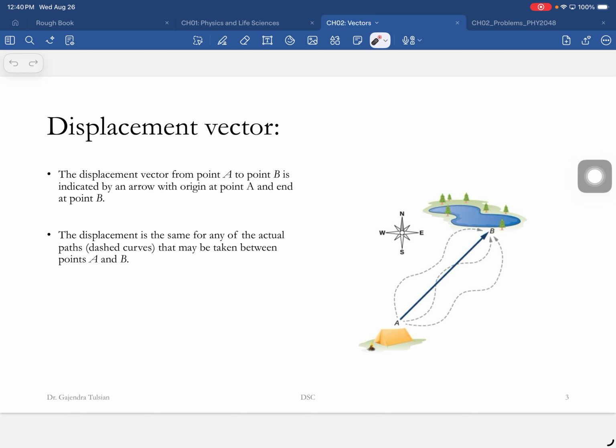How many different walks will have the same displacement vector? All of them that start from A and end at B. So an infinite number of walks can have the same displacement vector.